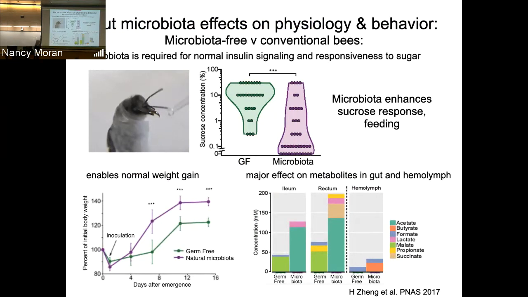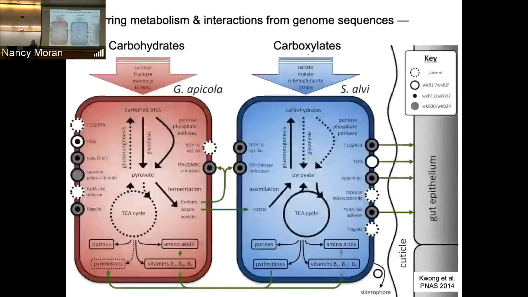And it has a huge effect on the short-chain fatty acids that are present in the gut and hemolymph. So it basically totally changes the composition, both in the gut compartments, the ileum and rectum, but also in the hemolymph, the body cavity. In particular, butyrate is absent in the microbiota-free ones and is the dominant short-chain fatty acid in the hemolymph when they have a normal microbiota. So it has a very big effect on the bee physiology. That was work by Hao Zheng, a former postdoc.